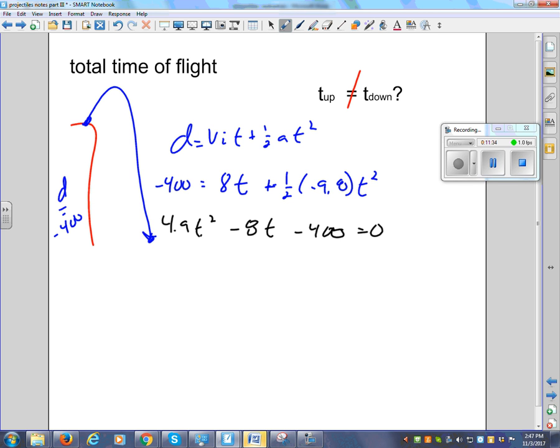Okay. How do you solve that? Can you factor it? You know what the factors of 400 are combined with factors of 4.9 that add and subtract to minus 8? That's the only way I can factor. Okay. You are not going to factor this. You can't. You can use the quadratic formula. Of course you can. You can always use the quadratic.